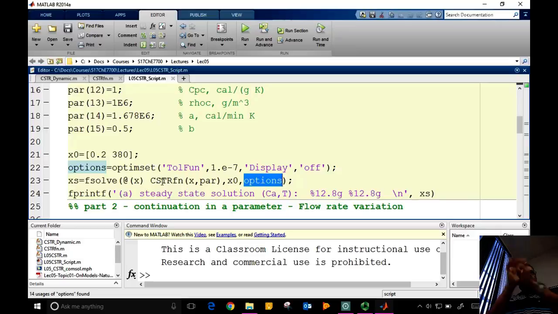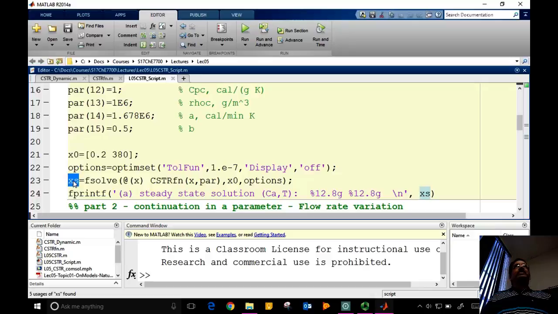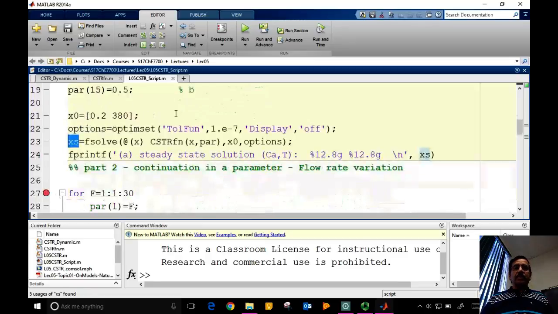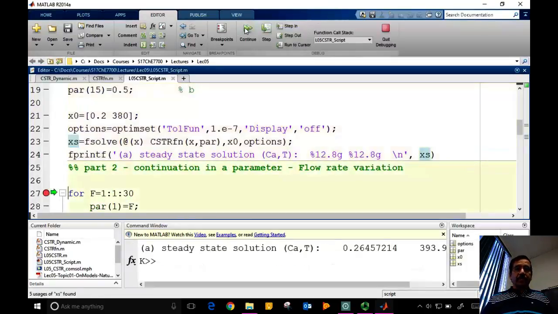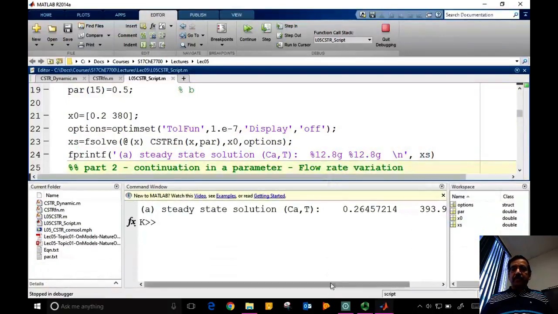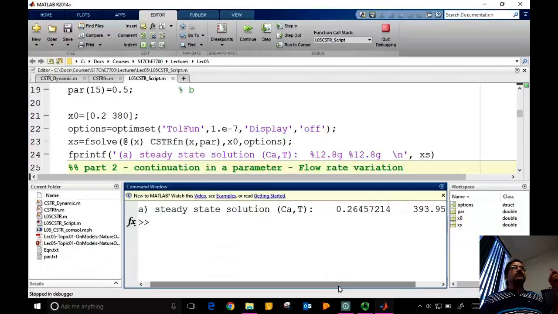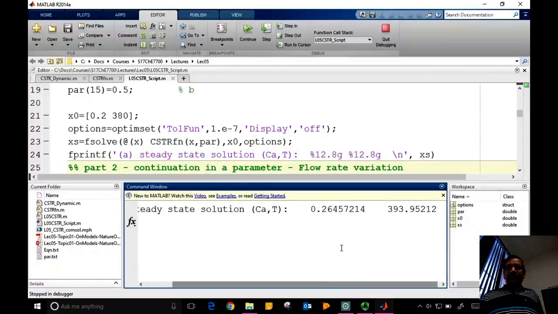So the control goes to fsolve, fsolve solves the problem, gives back our solution, and I store it in a vector called xs. xs will also be of length 2. The first element will be concentration, second element will be temperature. So let me just set a breakpoint here and then run this to see what we got as a solution. So fsolve solved those 2 equations and gave me for concentration 0.2645 and for temperature 393.